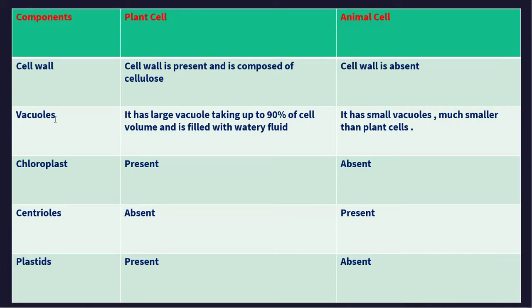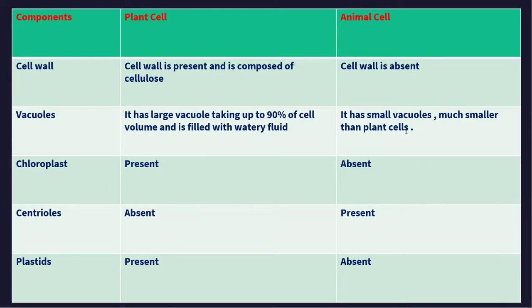Vacuoles. Vacuoles are present in plant cells as well as in animal cells. But the size of the vacuole is larger in plant cells. In a mature plant cell, the vacuole occupies almost 90% of the cell space. But in animal cells, the vacuoles are very, very small in size.